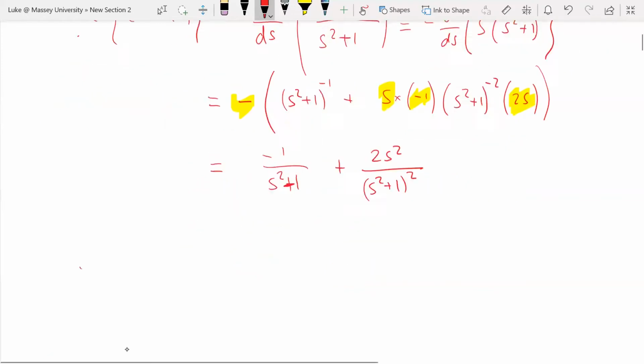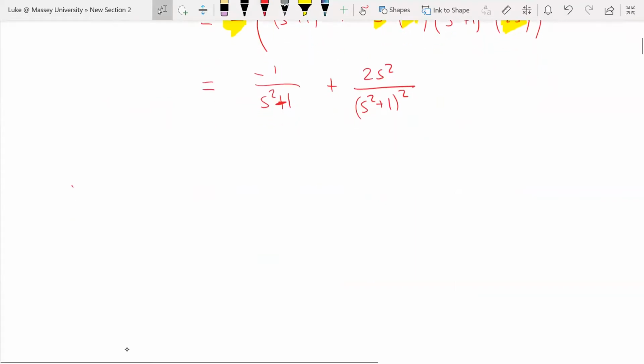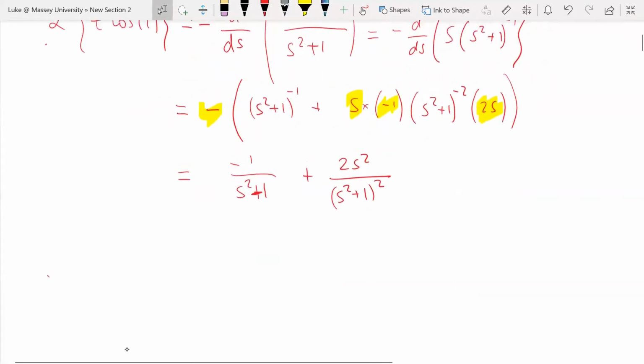All right, moving on then to the next question. One more thing I could say about this one is that you could actually simplify this more if you wanted to, but there's no problem with leaving it as it is here.